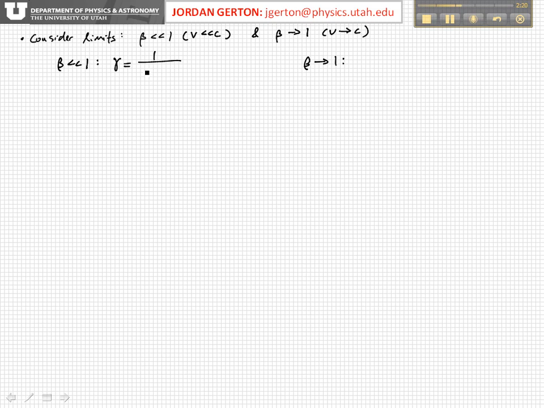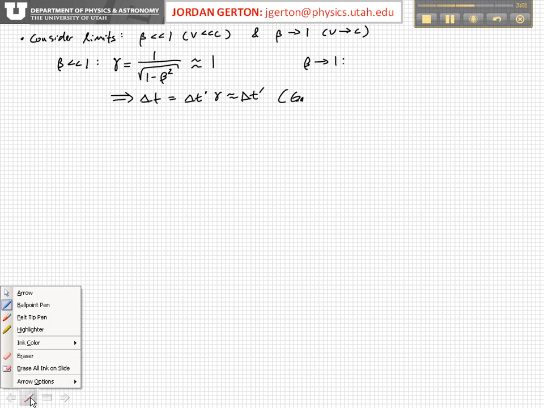In this first limit, beta very small, remember gamma is equal to this expression, and if beta is very small, we can basically neglect beta squared compared to 1, and so we get that gamma is approximately 1. In this limit, delta t, which is equal to delta t prime times gamma, is approximately equal to delta t prime.